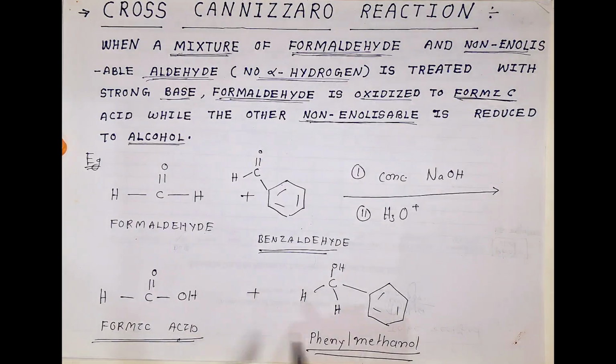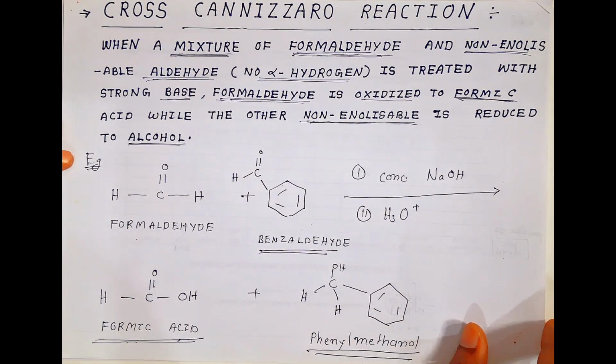So students, here 2 types of product you are getting. One is formic acid, where formaldehyde is converted into formic acid, and benzaldehyde is converted into benzyl alcohol, or you can also call it phenyl methanol. This is very important, students, the cross Cannizzaro reaction.